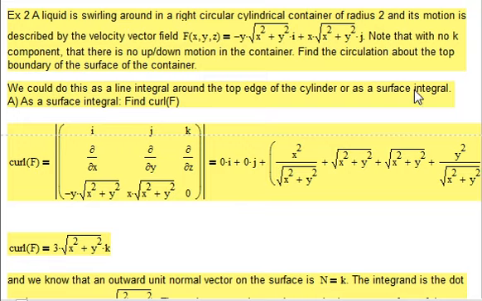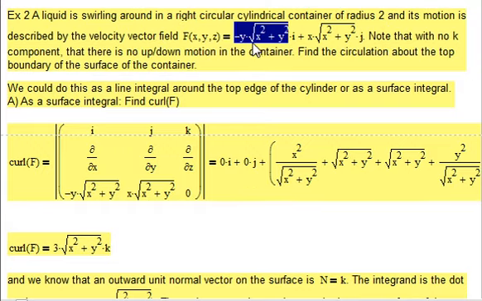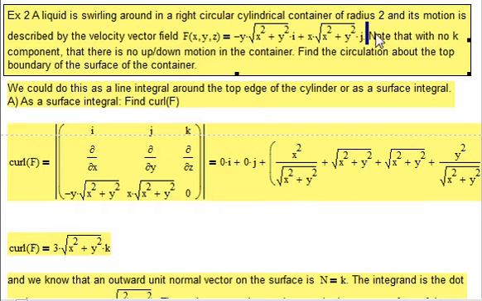So here's a rather deep example. A liquid swirling around in a right circular cylinder container that has radius 2, and its motion is described by a velocity vector field, F of x, y, z equals negative y times the square root of x squared plus y squared i plus x times the square root of x squared plus y squared j. Note, with no k component, there is no up or down motion in the container.